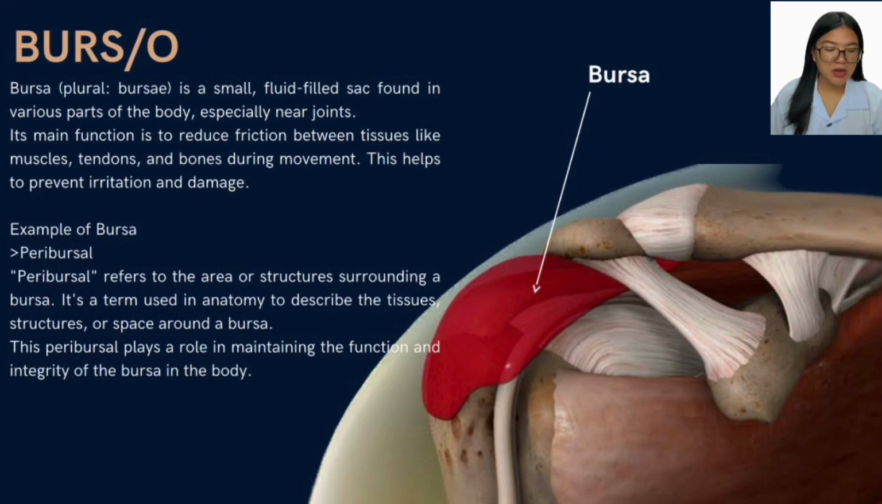Now, the example of this is peribursal, which refers to the tissue or structure that surrounds the bursa. Peribursal is like a protective layer around the bursa, providing support and helping the bursa to stay in place. Peribursal plays a role in maintaining the function and integrity of the bursa in our body.